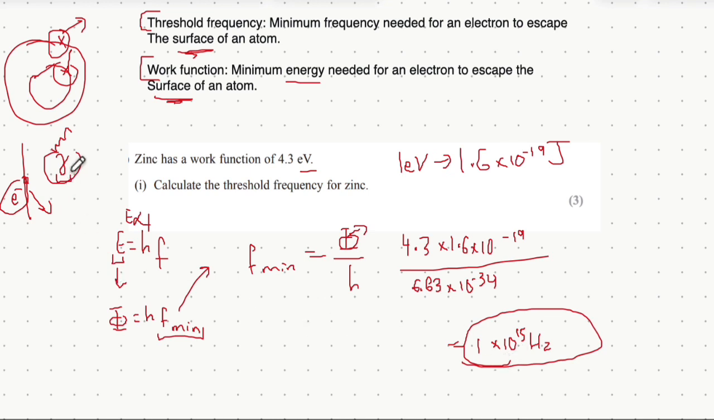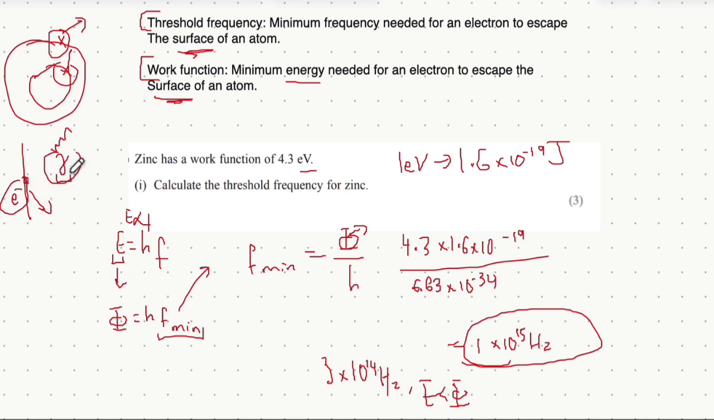What about if the photon doesn't have enough frequency to match this frequency? What if it has a frequency of, let's say, 3 times 10 to the 14 hertz? In that case, the energy of the photon would be less than the work function. Remember, energy is proportional to frequency. So if the energy is less than the work function, then the electron will just absorb the energy, but then it'll release the energy. It won't escape the surface because it doesn't have enough energy to escape the surface.